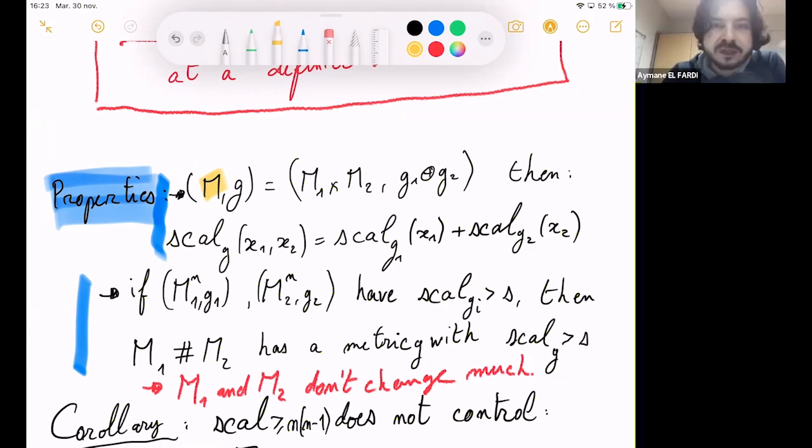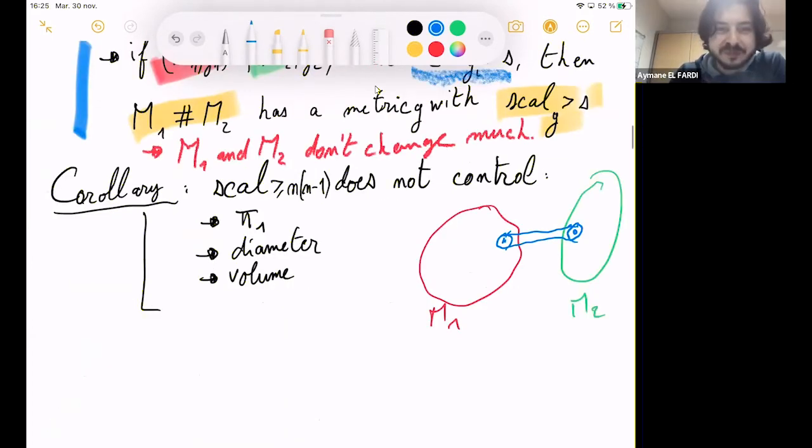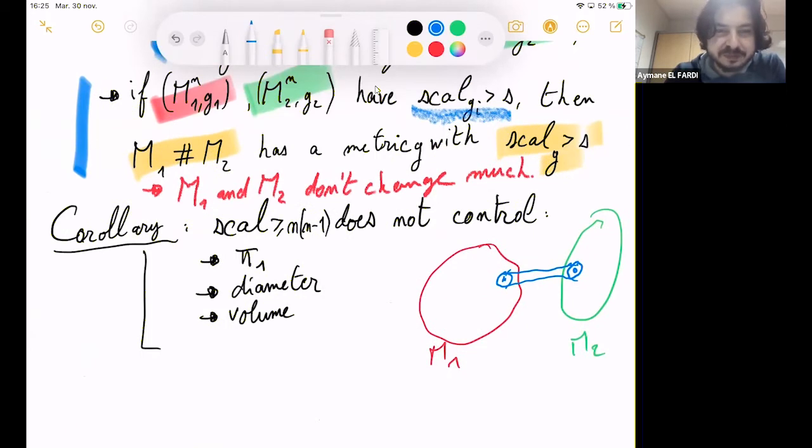Sorry, Tom, are you drawing something? Because, okay, now I think it came back. Yes. And also what's the notation, like the sharp? The sharp, yeah, like in music. What's the meaning of the sharp? This is the connected sum. Oh yeah, maybe I should have written that. This is not that standard.